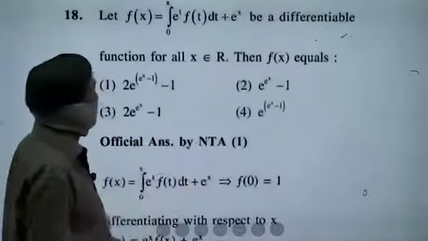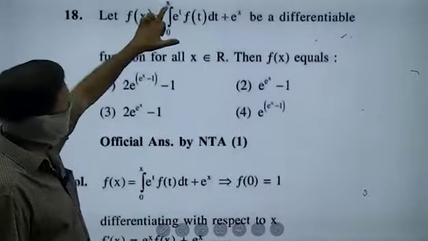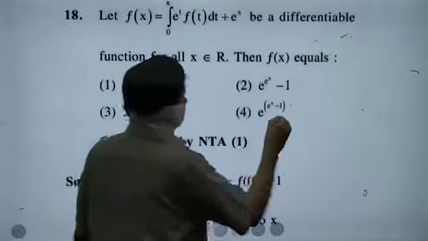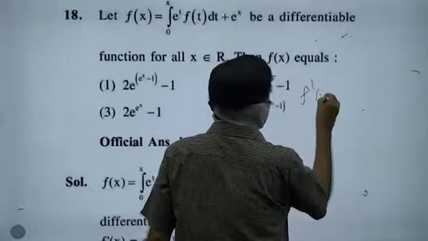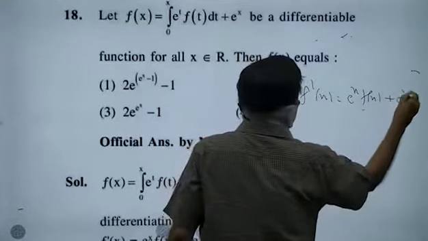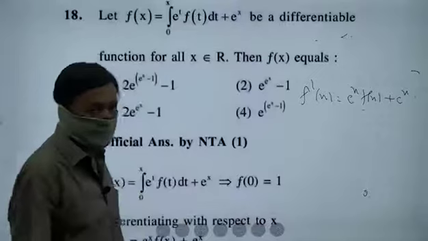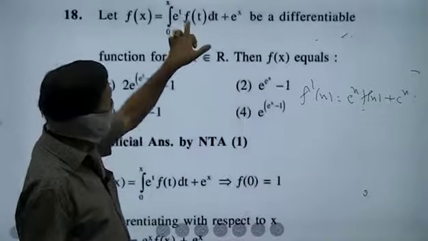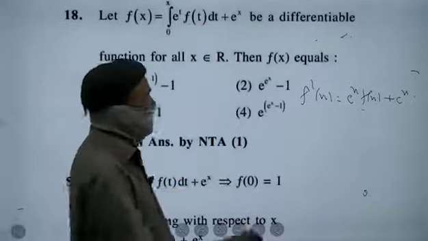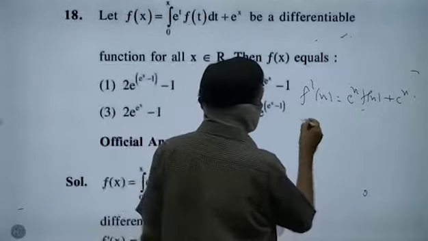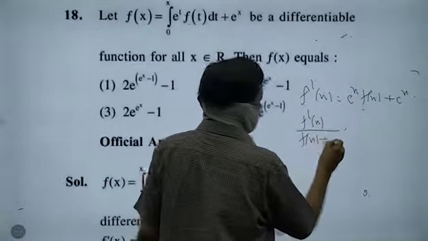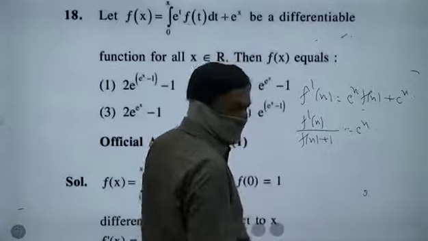This is also very simple. Whenever there is a variable here, I always told you to differentiate. So when you differentiate, what will you get? f'(x) is equal to e^x f(x) plus e^x. Substitute this into the derivative of this, minus substitute this into the derivative of this. So finally you have f'(x) by f(x) plus 1 is equal to e^x.